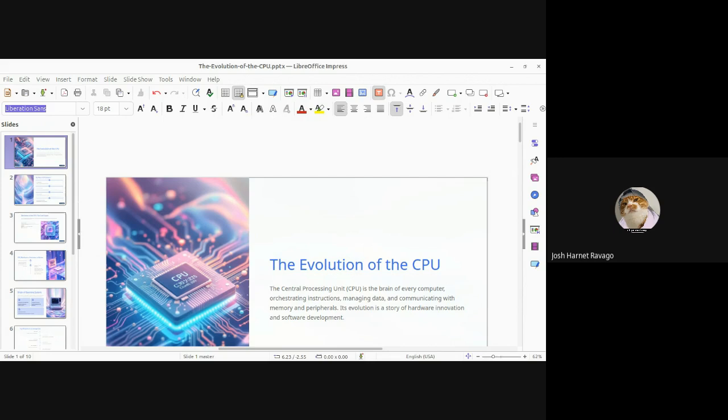Let's go for the third topic: the rise of x86 architecture. Intel's x86 family of CISC processors, introduced in 1978, dominated computing for decades due to its backward compatibility, versatility, and robust software ecosystem.